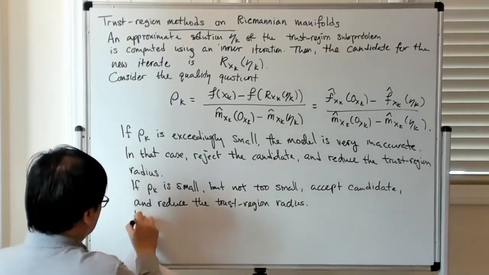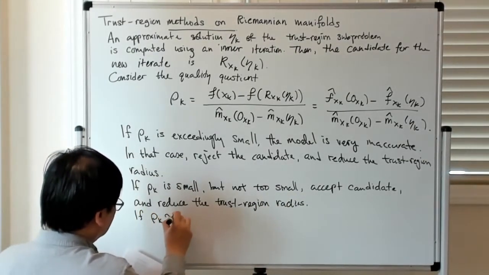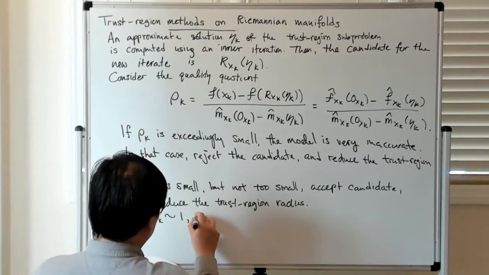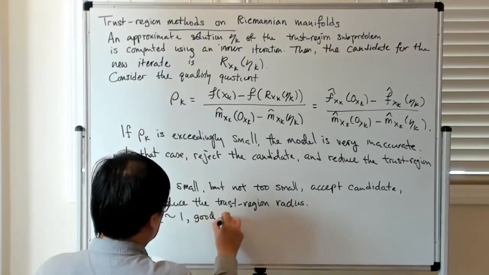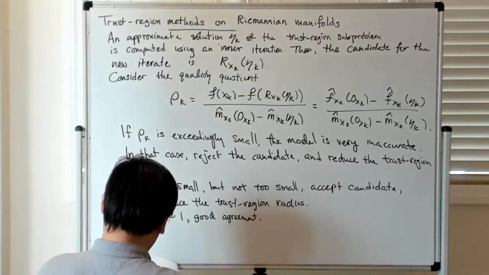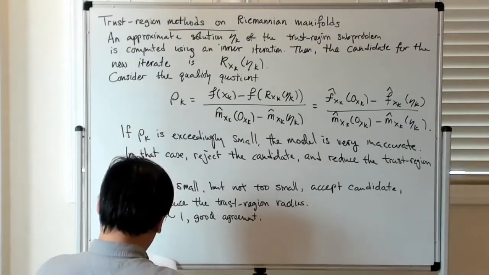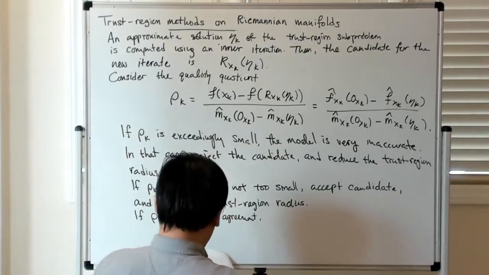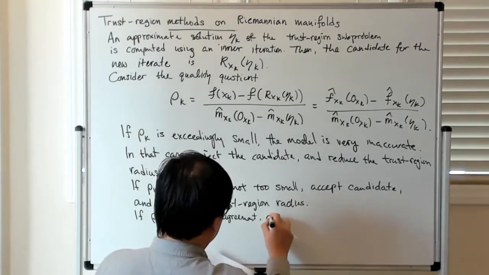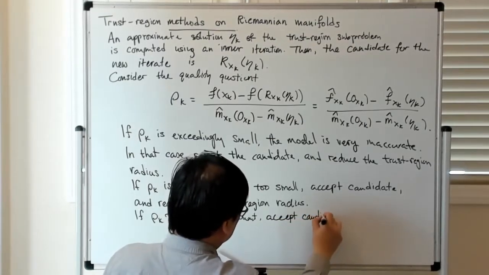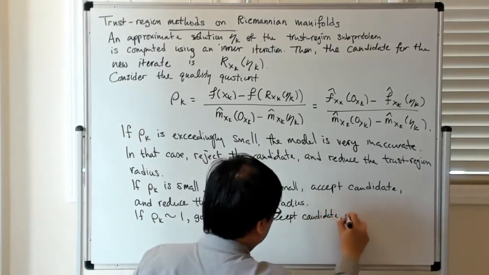And then the next possibility is that if rho k is approximately 1, then there's good agreement, and of course you accept the candidate, and you increase the radius.